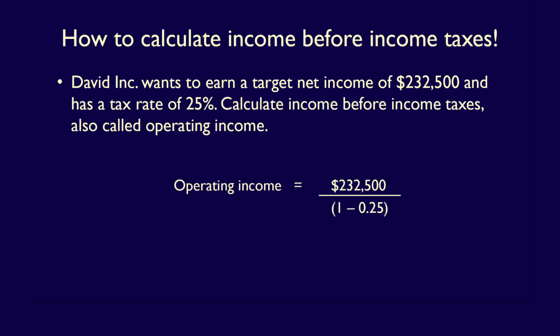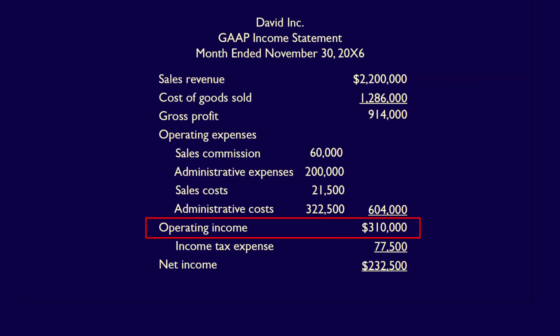Let's test it out. Operating income is equal to $232,500 divided by (1 minus 0.25), which is, of course, the tax rate. If we solve the equation, we get operating income is equal to $310,000, which is perfect, since if we check back on the full income statement, we see that this matches the income before income taxes, the operating income that we need in our formulas.